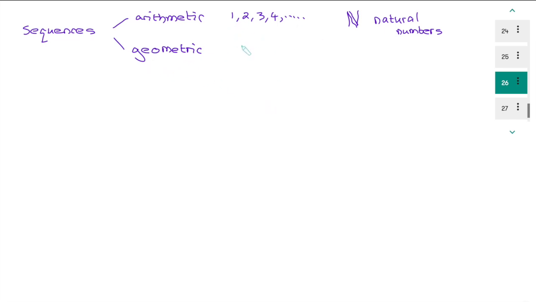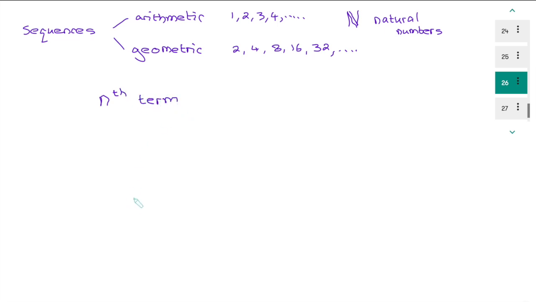So an example of a geometric sequence could be, there you go, very common one, where we're not adding a constant each time, we're multiplying by a constant. So in this case we're multiplying by 2. Now for both arithmetic and geometric sequences, we worked out how to derive the nth term.